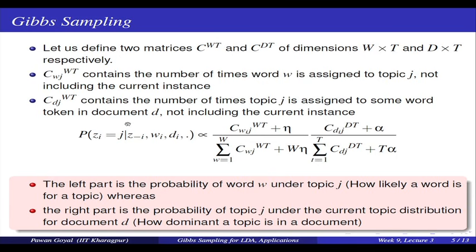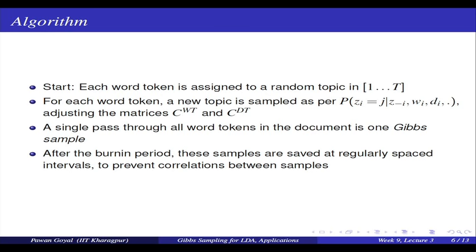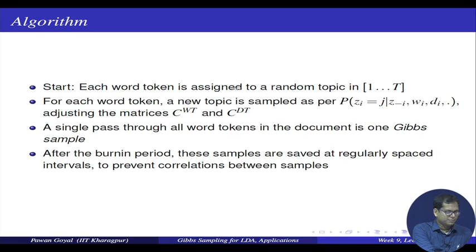Now what is the next thing? You have this multinomial distribution, and you sample a topic from it. So this is the whole algorithm in a nutshell. How do you start? Each word token is assigned a random topic from 1 to T. So you have this whole collection, and you assign some random topic to each word. Now you compute your two matrices, CDT and CWT, from that assignment.